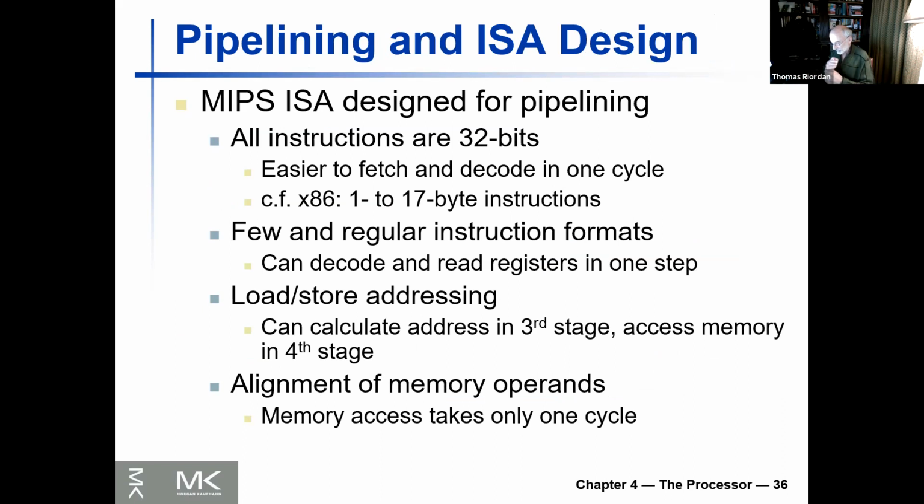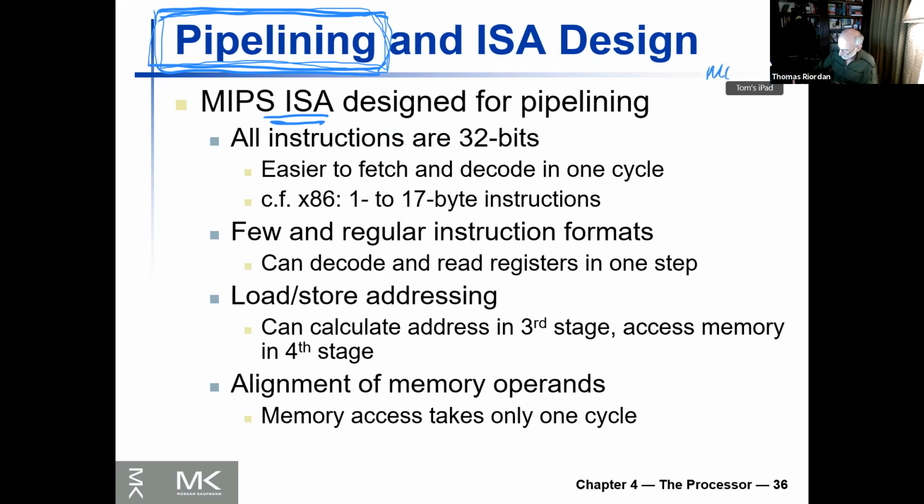So the idea that you were going to pipeline the processor wasn't an afterthought. They didn't say, okay, we designed everything that had to be done, and then we said, now we're going to pipeline it. If you do that, then it may not actually pipeline very well. But in reality, it was known that you want to build an architecture that can be pipelined, because that's how you can increase the throughput. So you design the instruction set architecture for that.